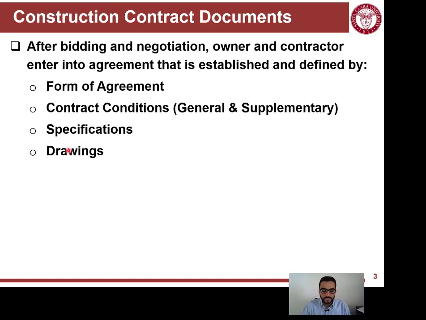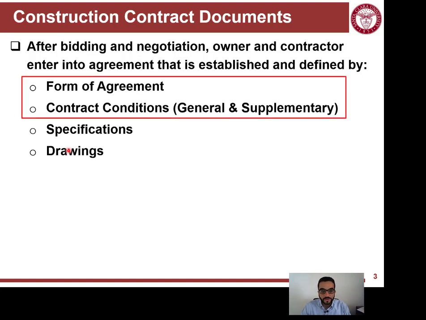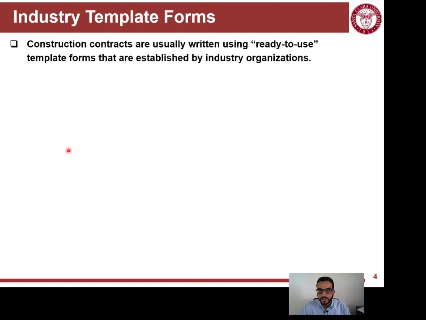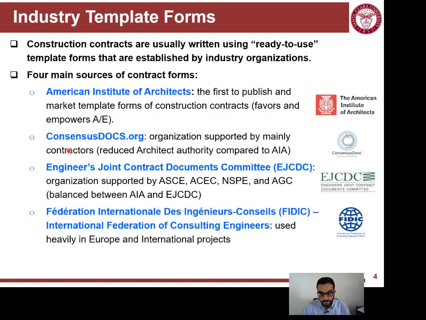They just carry over to the contract, but then you have to also negotiate some parts of the form of agreement or general conditions, and these also were shared in the bid, so the contractor will know the requirements of the project when they price the bid. So in this lesson, we'll learn about form of agreement and general conditions, and we'll learn about these through a specific template that is prepared and published by one of the industry organizations, which is AIA.